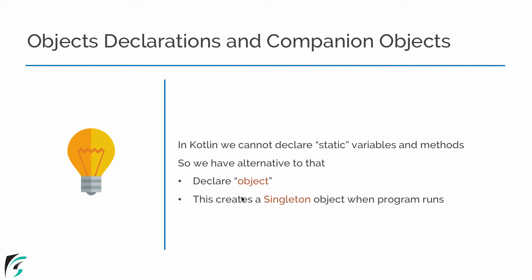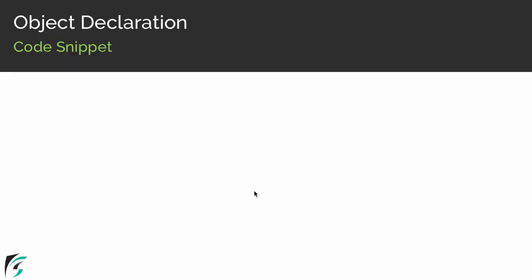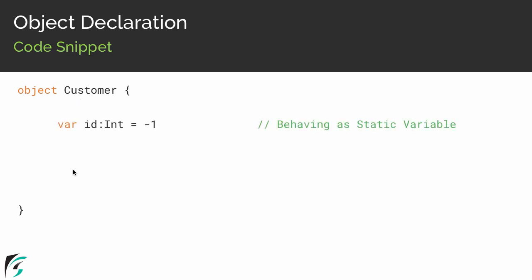So when we run the program, we get one instance of that object. How do we declare the object in Kotlin? Let us check out the code snippet. Suppose we have object Customer. Here we don't have the class keyword. We are using the object keyword, right? So object space Customer, this is the syntax. Inside it, suppose I have a variable id of type Int. This id is acting like a static variable compared to Java. It is not exactly static, but behaves like a static variable, like we call static in Java.